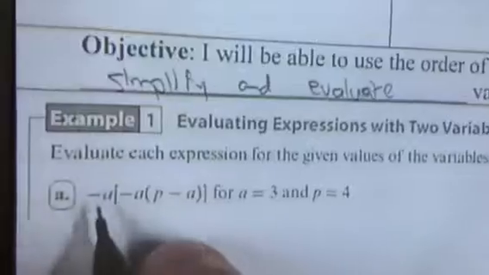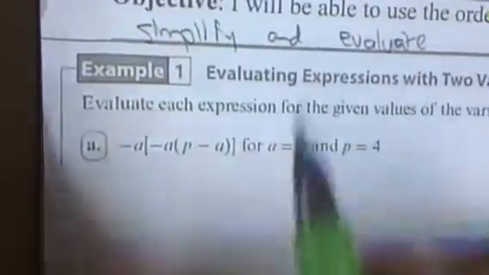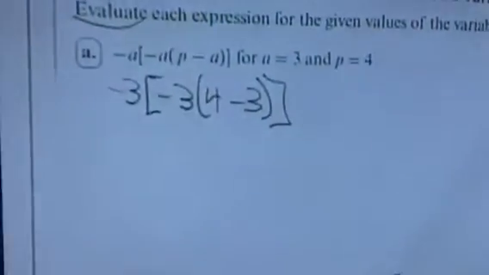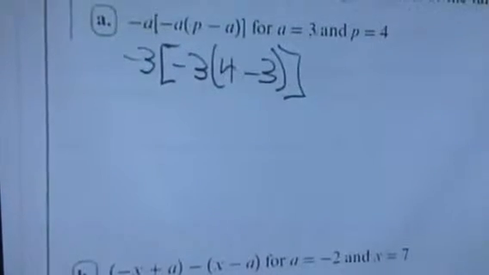So we're simplifying and evaluating variable expressions. Here I've got this expression, negative a, open parentheses, negative a, p minus a, for a equals 3 and p equals 4. It says to evaluate each expression for the given values of the variable. Everywhere I see an a, I see that a is equal to 3, so I just plug in or substitute those values. Everywhere I see an a, I replace it with a 3. So that's negative 3. P I replace with a 4. 4 minus a is 3. Close my parentheses. So I've plugged those values in.